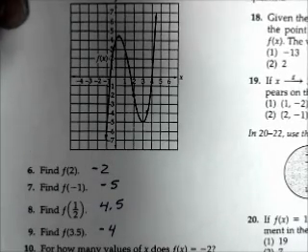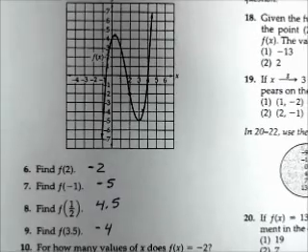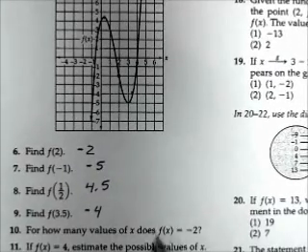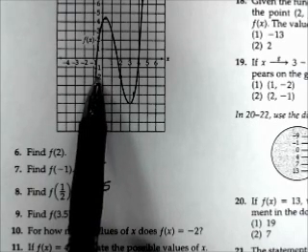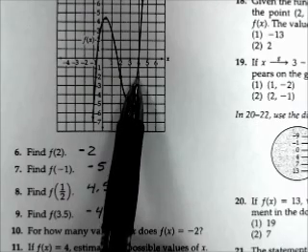For how many values of x does f of x equal negative 2? Remember, f of x is another word for y. So how many values of x is our y value negative 2? Okay, y value of negative 2. All right, we've got one here, here, and here. So that's 3.